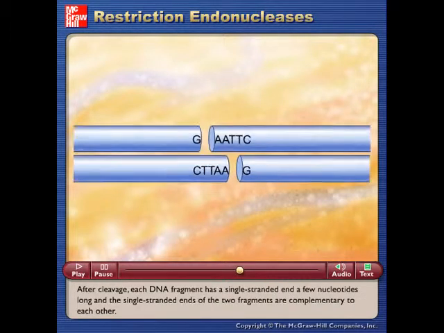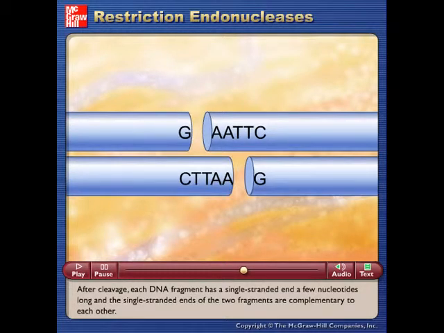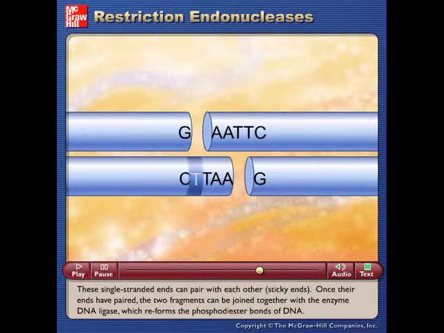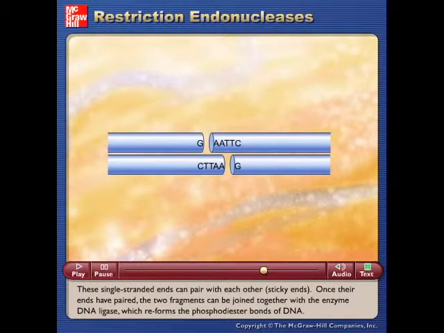After cleavage, each DNA fragment has a single-stranded end a few nucleotides long, and the single-stranded ends of the two fragments are complementary to each other. These single-stranded ends can pair with each other, sticky ends. Once their ends have paired, the two fragments can be joined together with the enzyme DNA ligase, which reforms the phosphodiester bonds of DNA.